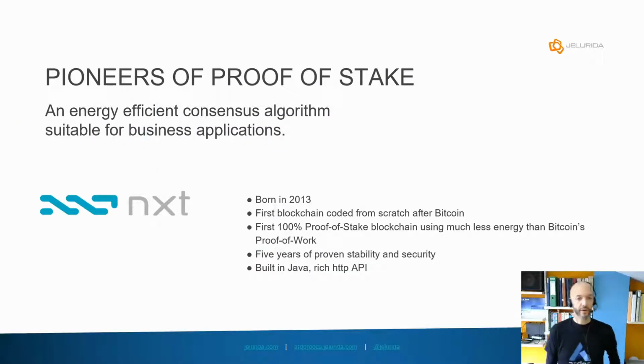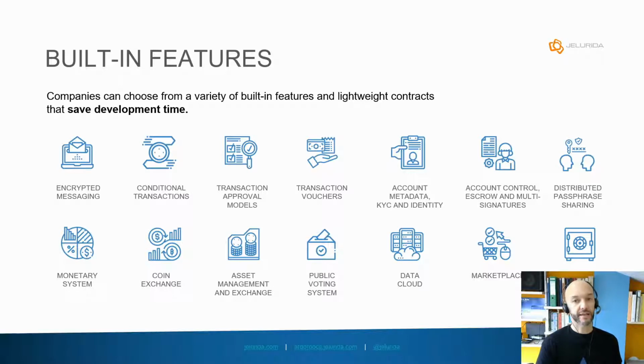So the Ardor platform is the evolution of NXT. NXT was envisioned as a next generation blockchain. So actually NXT comes from next. Instead of just a transfer of value, it provides lots of built-in features that implement most of the use cases found in blockchain business. You can think of it as built-in smart contracts.